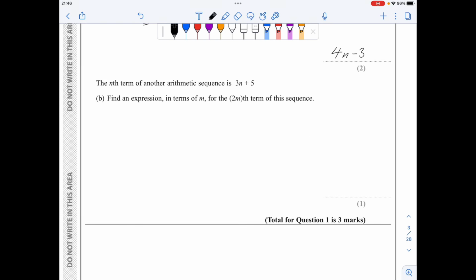For part B, I'm given the nth term of another sequence. Note that n becomes 3n plus 5. So if I want to find an expression for the 2mth term of the sequence, I'll take the 2m, multiply this by 3, add 5, and simplify. This will give me 6m plus 5.